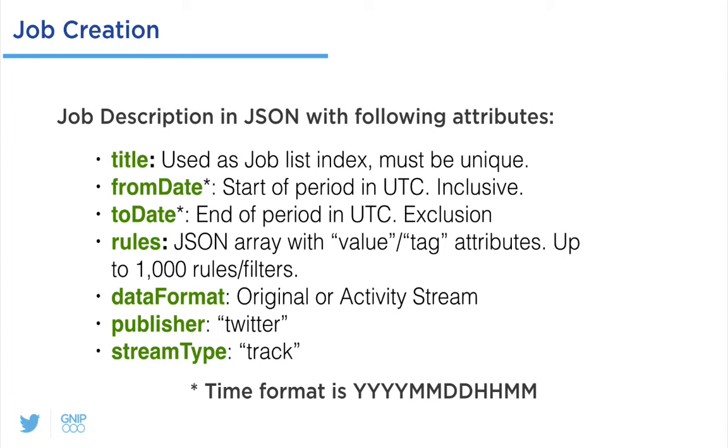So let's talk about these steps in detail. And again, the first one, of course, is creating a job. Every time you create a job, you will be assembling and creating a JSON object which describes that job. And that JSON object will have the following attributes. First, it will have a title, and this is used as the job list index. So these titles must be unique since they are used as the key.